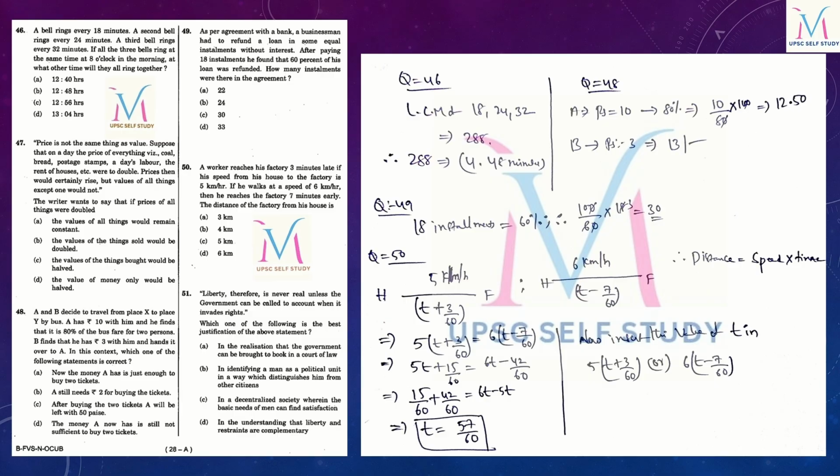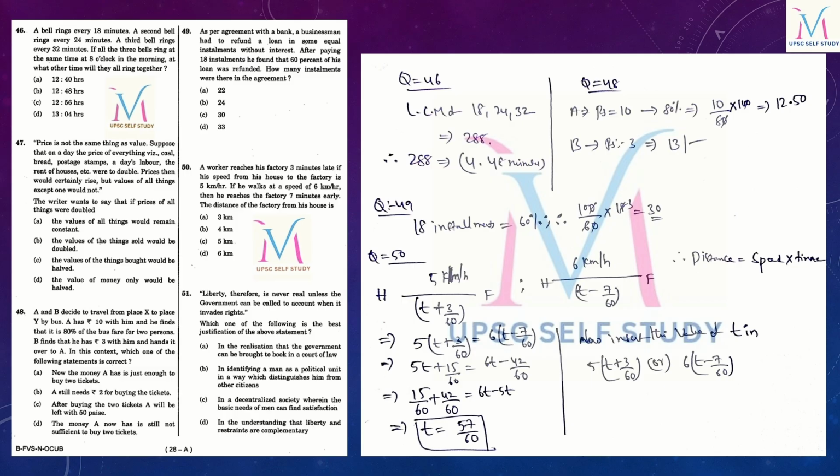I hope you understood the question. A is having rupees 10, that is 80% of the bus fare. So now we have to calculate the bus fare, which means by calculating 10 by 80 into 100 we get the actual bus fare. And now again B is giving rupees 3 to A, which means now A is having 13 rupees.